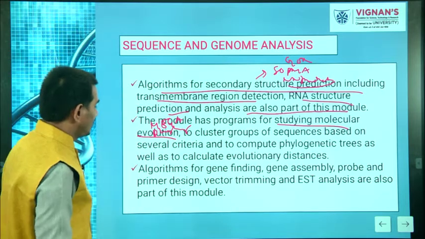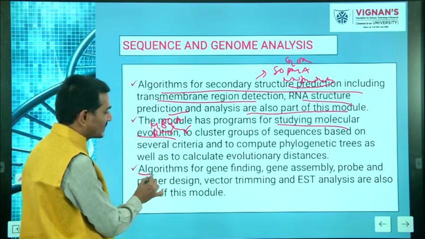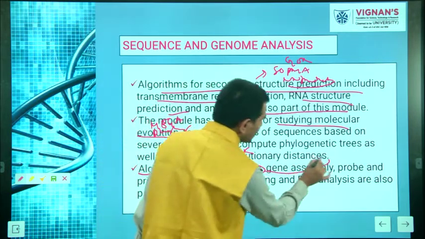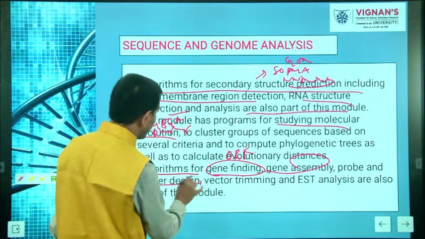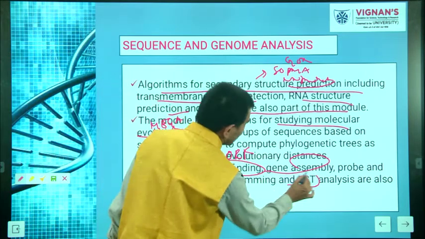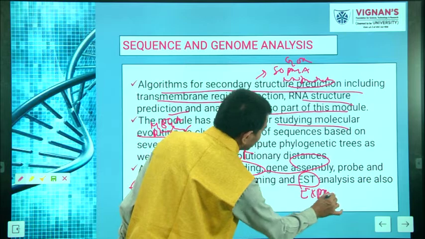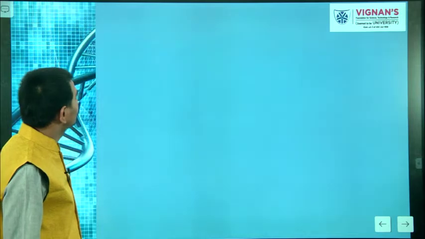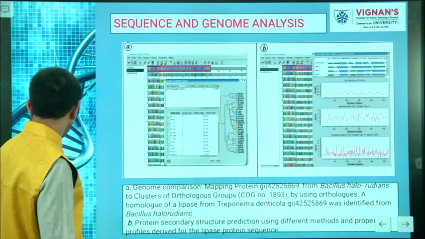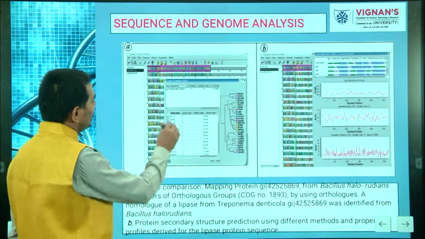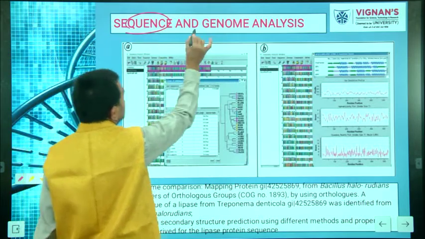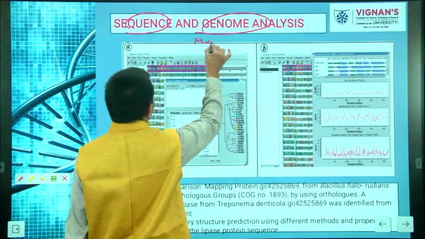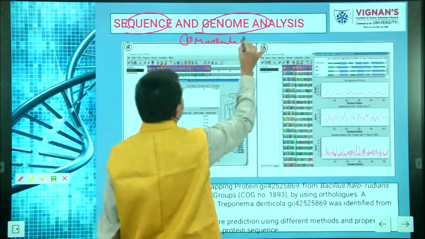Right. And this module also has algorithms for finding of genes, that is ORFs, open reading frames, gene assemblies, and then we can also design primer, and then EST, expressed sequence tags analysis. So, these are all the things which we can do in this Biosuite first module. And here we can clearly see the sequence and genome analysis being carried out by using the tools which are available in the first module of Biosuite.